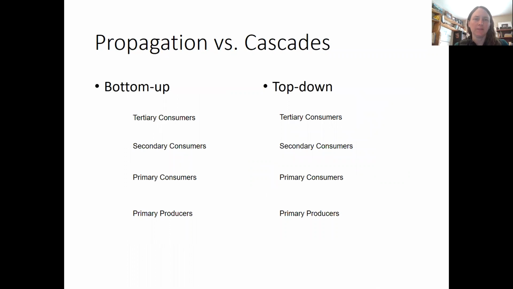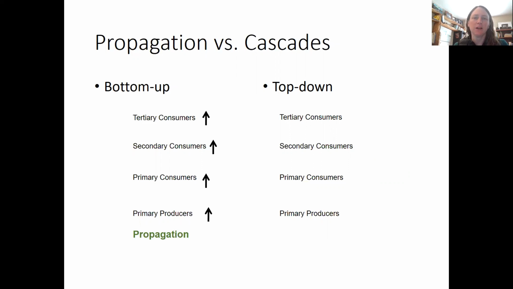Okay, so here we have two systems with primary producers, primary consumers, secondary consumers, and tertiary consumers. And what happens from the bottom up compared to what happens if you increase things from the top down. So if we increase things from the bottom up, we get what's called trophic propagation. If you increase the amount of food, you can increase the number of consumers at all of the trophic levels. This is called trophic propagation. Now, this is very different from a top-down effect.